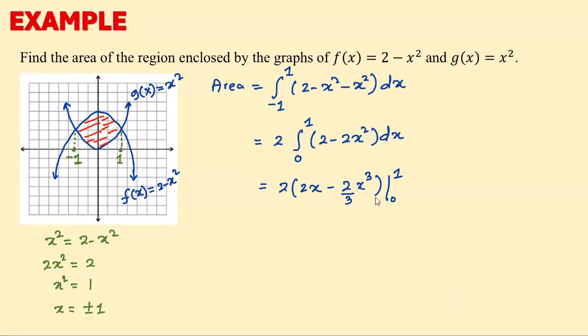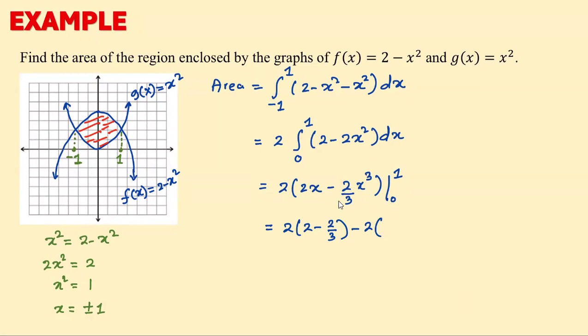Then we use the fundamental theorem of calculus, meaning we plug in 1, and then we subtract and plug in the lower limit 0. So if you plug in 1, it will be 2 times 1, that's a 2. Then minus 1 cubed is 1, 1 times 2/3 is 2/3. Then minus 2 multiplied 2.